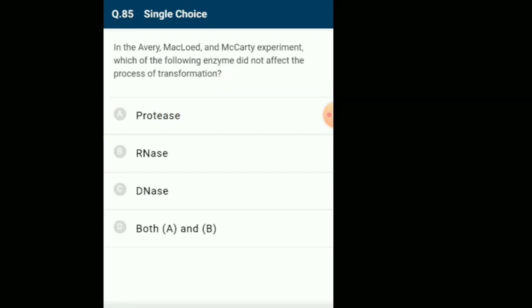Question number 85. In the Avery, MacLeod and McCarty experiment, which of the following enzymes did not affect the process of transformation? Prior to the work of Oswald Avery, Colin MacLeod and Maclyn McCarty from 1933 to 44, the genetic material was thought to be a protein. They worked to determine the biochemical nature of the transforming principle in Griffith's experiment.